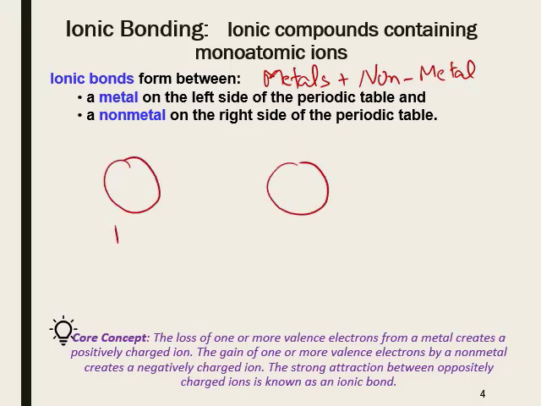So imagine this is an atom belonging to a metal, and this one is a non-metal. When they react, electrons will be transferred from metal to non-metal. So the metal atom will lose an electron and the non-metal atom will gain an electron. Let's see what happens afterwards.